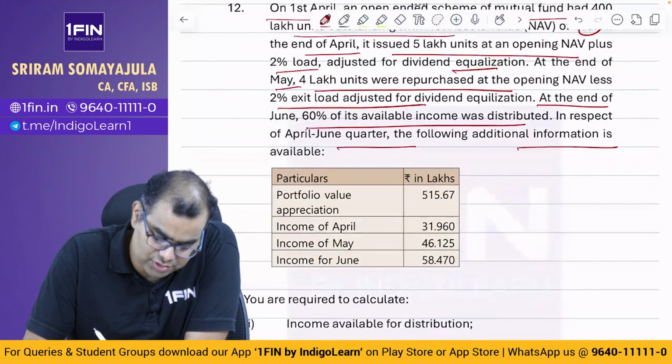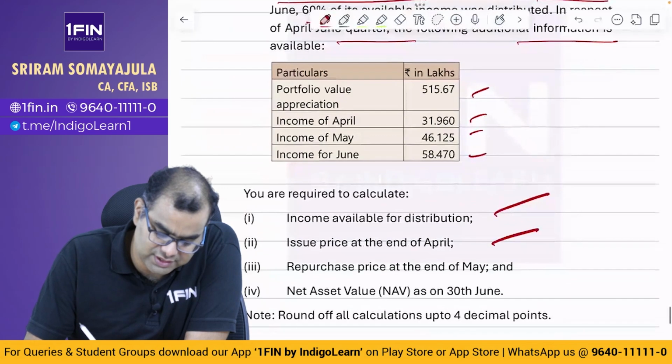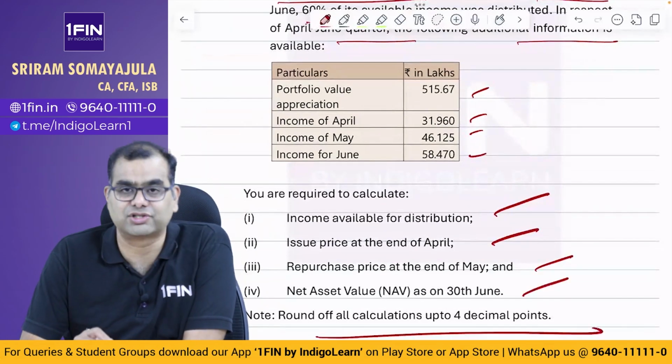Following additional information is available. Portfolio value, appreciation each month. You are required to calculate income available for distribution, issue price at end of April, repurchase price at end of May, and NAV on 30th June. Round off all calculations up to 4 decimals.